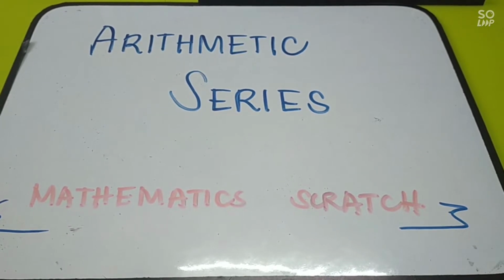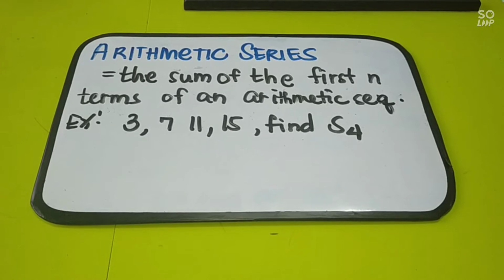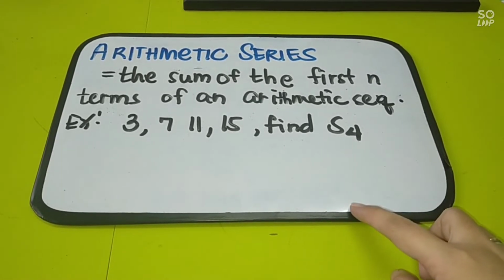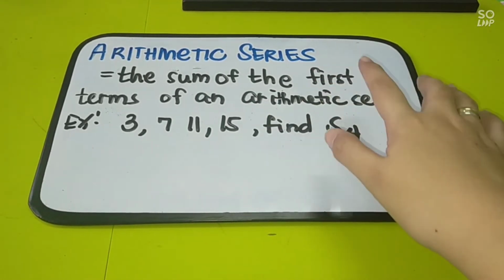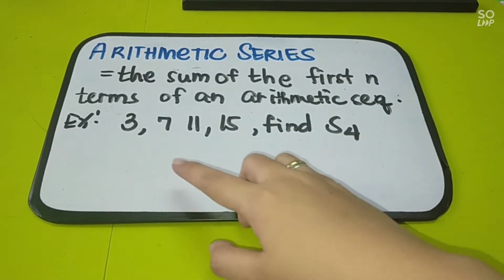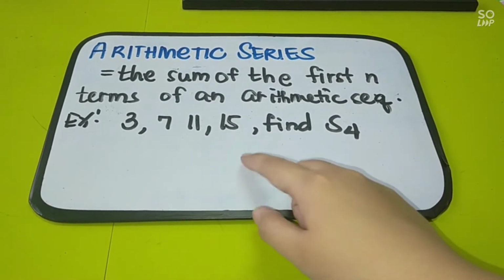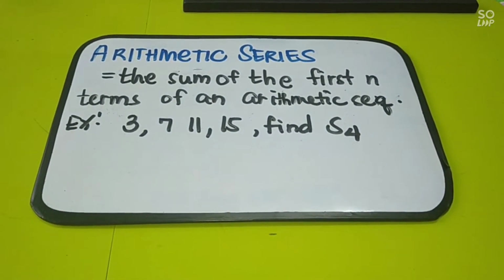The lesson for today is about arithmetic series. What is an arithmetic series? It is the sum of the first n terms of an arithmetic sequence. For example, we have here a given arithmetic sequence of 3, 7, 11, and then 15. We are going to find S sub 4.